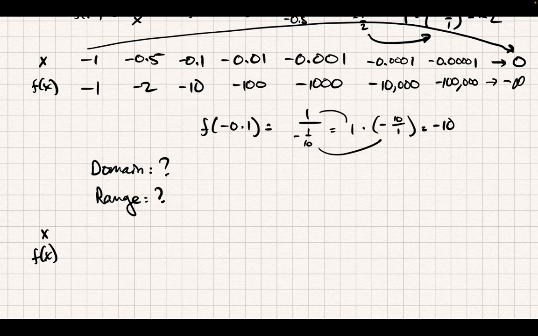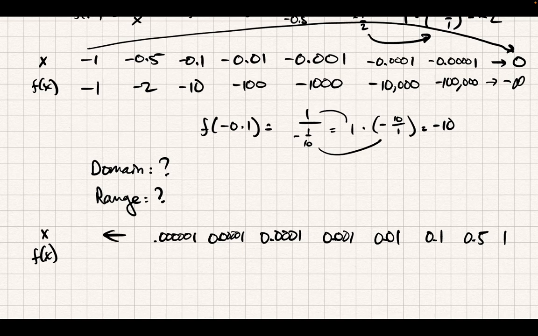I'm gonna write my table like this. Instead of starting with -1 over here, I'm gonna start with 1 over here. Do 0.5, 0.1, 0.01, 0.001, 0.0001, 0.00001, and approaching. These are getting smaller, right? So I'm going to be approaching 0 from the positive side or from the right. So who wants to go first? The first one's easiest.